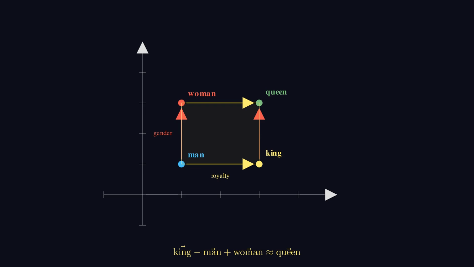So king minus man gives you the concept of royalty without gender. Add woman and you get queen. This isn't programmed, it emerges from training on text. The model discovers that gender, royalty, nationality, tense, all these concepts have consistent geometric directions in embedding space.